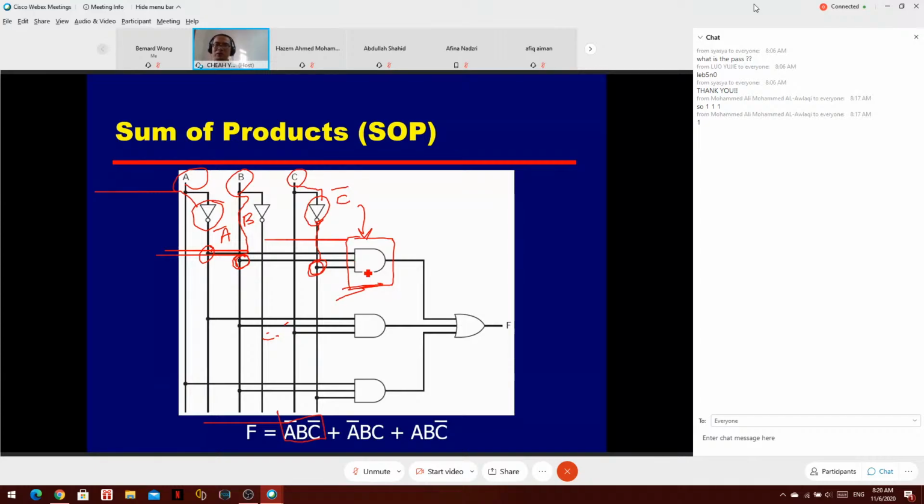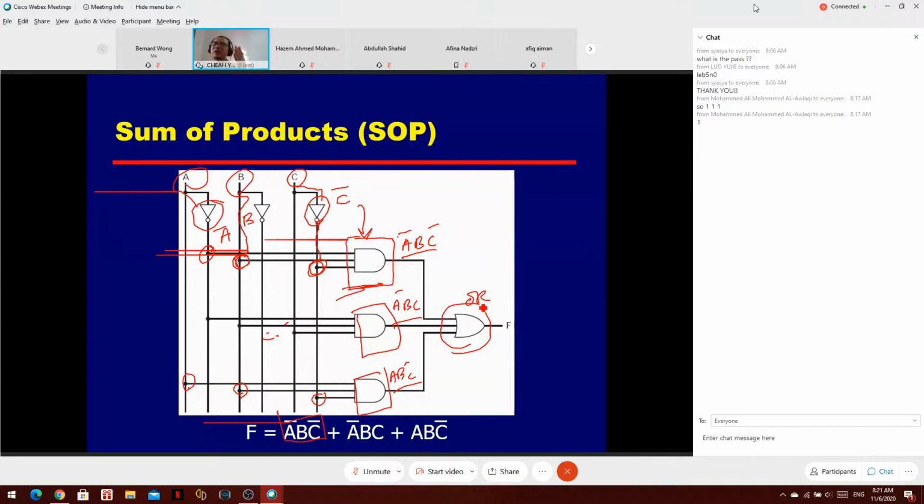So this one expresses the first term. Similarly, the second AND gate will express not A, B, C, and the third AND gate will express A, B, not C. If you check where the connectors are, you will understand what goes into each AND gate. And in the end, all these three terms are ORed, so that's where the summation of all the products comes in.